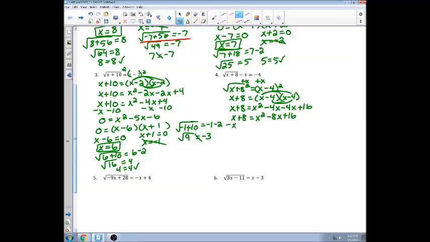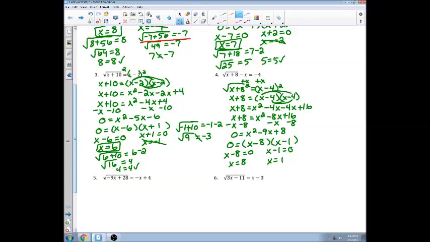Go ahead and subtract x, subtract 8. This would be 0 equals x squared minus 9x plus 8. Now I can go ahead and factor, putting x in the first part of both parentheses. What multiplies to positive 8 and adds to negative 9 would be negative 8 and negative 1. So x minus 8 equals 0, so x equals 8. X minus 1 equals 0, so x equals 1.